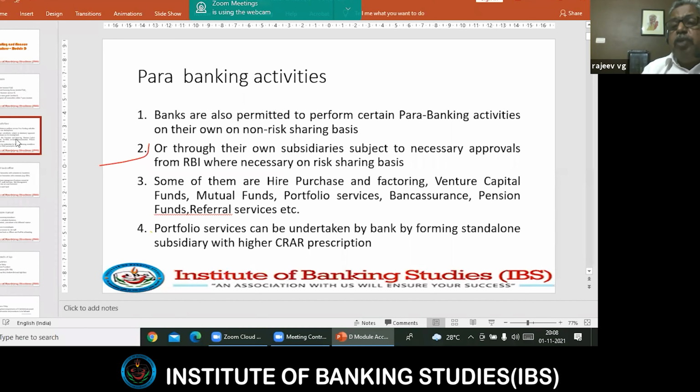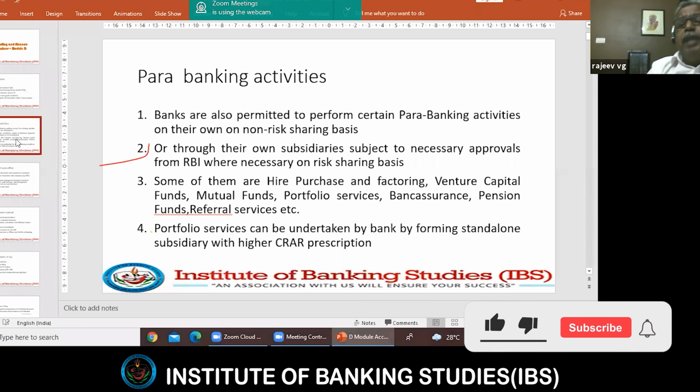Then mutual funds, everybody knows that, because now subsidiaries are there. For the State Bank of India, you have the SBI mutual funds. Then bank assurance, you know, SBI Life is there, SBI General is there. Just like that, banks, their subsidiaries are venturing into the insurance and also mutual funds. Then pension funds management also. Then two new things that may not be familiar to you, maybe portfolio services and referral services.